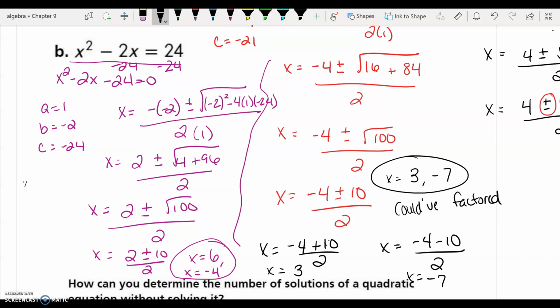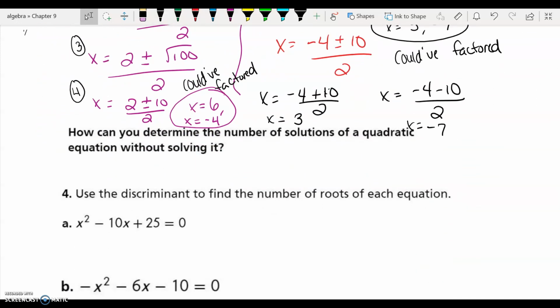So I plugged in my numbers right here. This is my step one. I simplified again, simplified a little bit further, and then I found out my two answers are 6 and -4, which means I could have factored if I wanted to. But again, the quadratic formula works every single time.